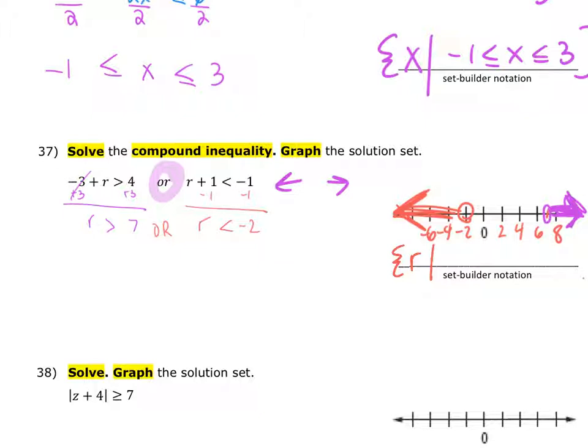And the set builder notation would be squiggly r such that r is greater than, you should always start with the smaller one. So, and if you don't, it's okay. R is less than negative 2 or r is greater than 7. You have to write or? You do have to write or because if you do not, then you're saying it's an and. Good.